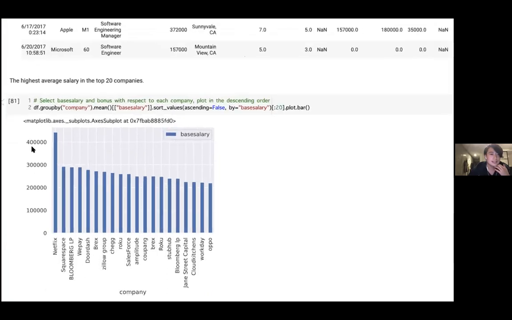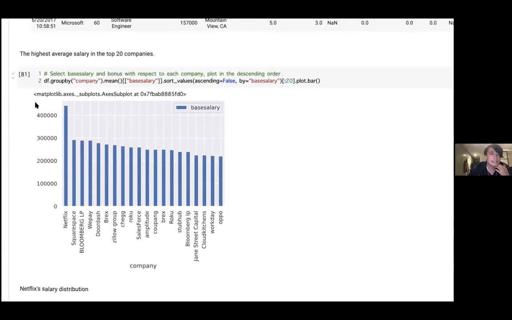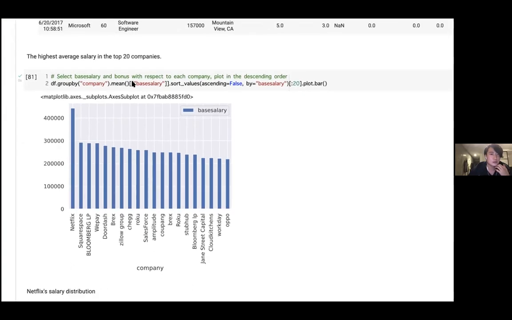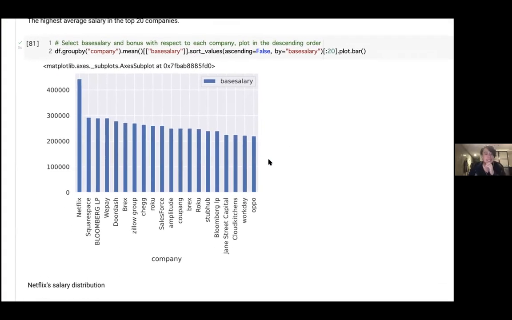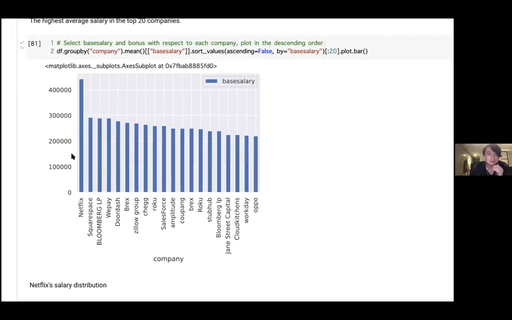So this is the more data that I picked up. It's the highest average salaries in the top 20 companies in the dataset. As you can see, among this dataset, the highest salary is at Netflix, which is almost 400,000. So in Japanese yen, it's like 40 million. I was very surprised when I first saw this. Bloomberg or other companies like Squarespace have quite high salaries, like 300,000. Salesforce is very good, but Netflix is extremely high.